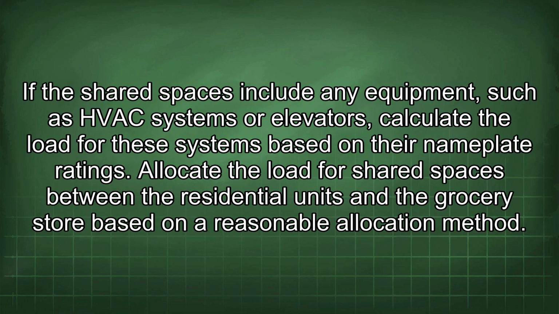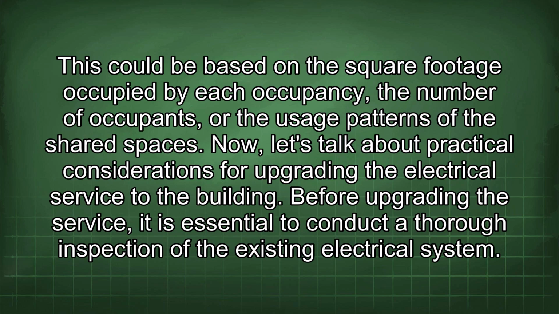If the shared spaces include any equipment, such as HVAC systems or elevators, calculate the load for these systems based on their nameplate ratings. Allocate the load for shared spaces between the residential units and the grocery store based on a reasonable allocation method. This could be based on the square footage occupied by each occupancy, the number of occupants, or the usage patterns of the shared spaces.